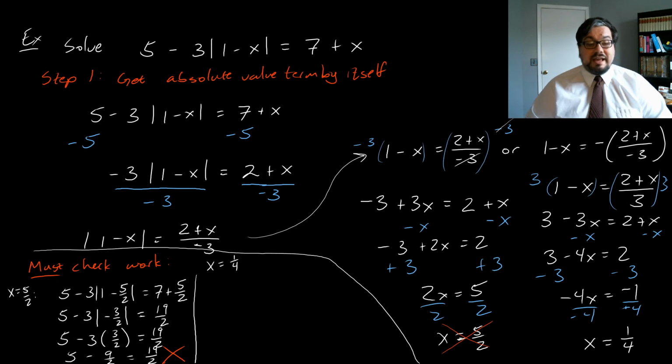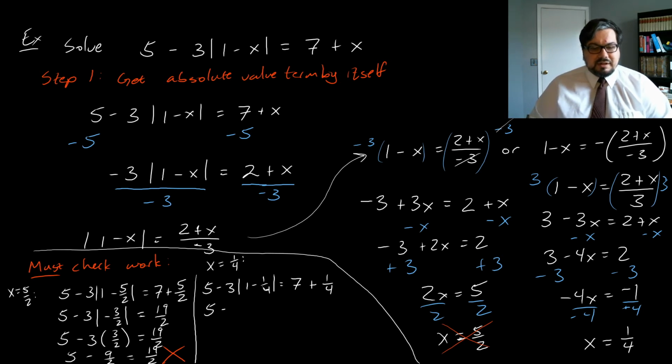So now let's check x equals 1/4. That'll give us 5 minus 3 times the absolute value of 1 minus 1/4 equals 7 plus 1/4.